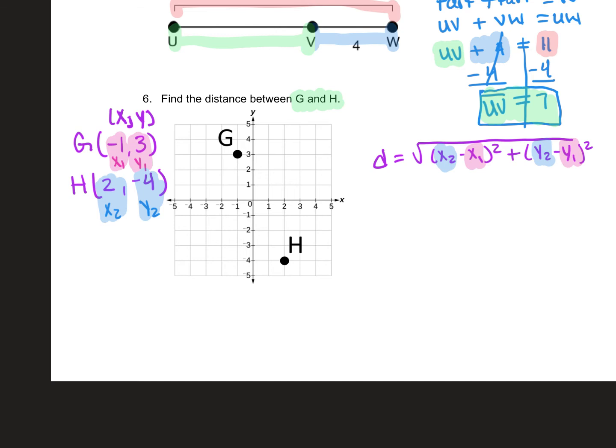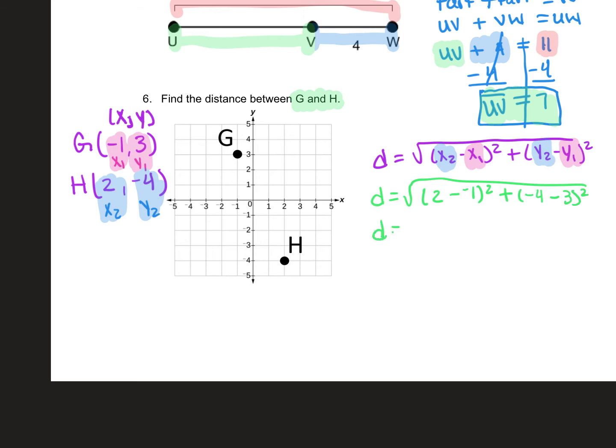So plugging into this equation, I go ahead and type in D equals the square root of x2. It tells me that it's a blue one, so it's 2 minus x1, which is -1, squared, plus parenthesis y2, which is -4, minus 3 squared. All right, and then we can go ahead and plug this into our calculator. We can plug this into Desmos. If for some reason you do not want to do that, we will go ahead and solve this out all the way.